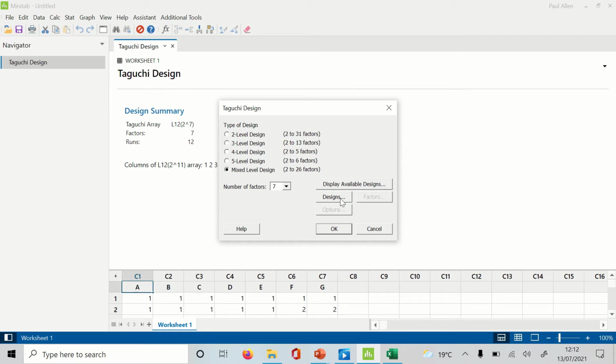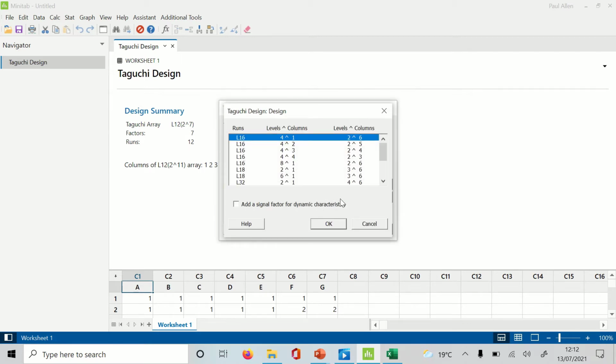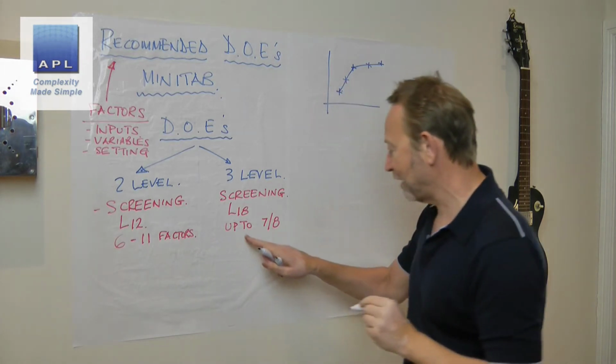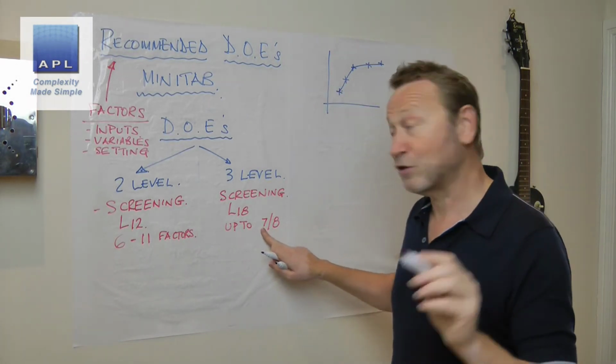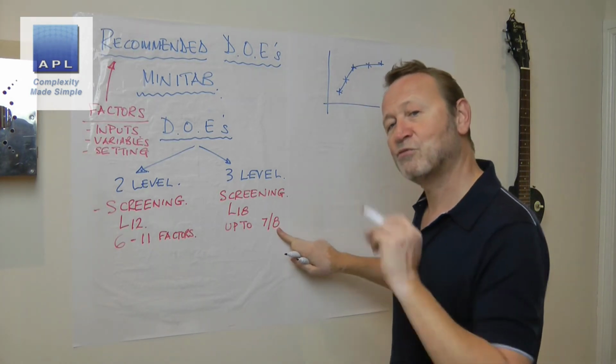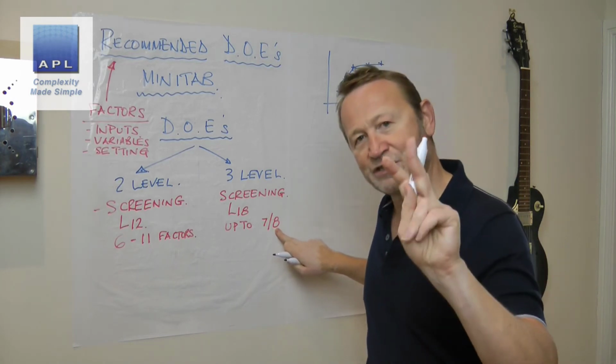And then if I do the same thing, 7 variables, choose that, drop the designs down, I get a choice of the L18. Now there's an awful lot of choices here, but you can see the L18 is sort of halfway down the list. There is the L18. Now what are we screening? The L18 is up to 7 or 8 variables. 7 variables if you're going to test them in 3 places. The 8th variable, which would be the first column of the pattern, is only tested in 2 places.